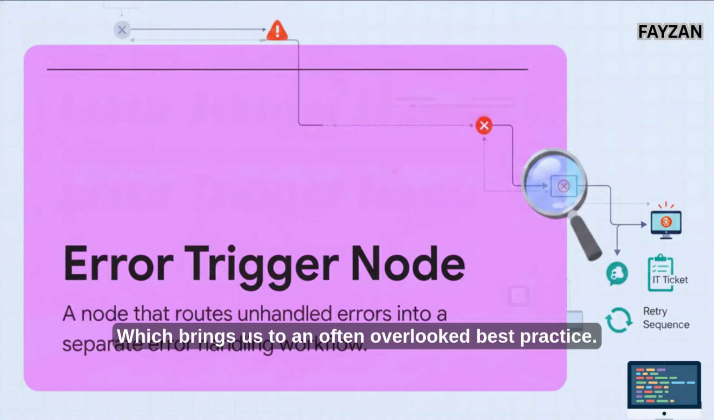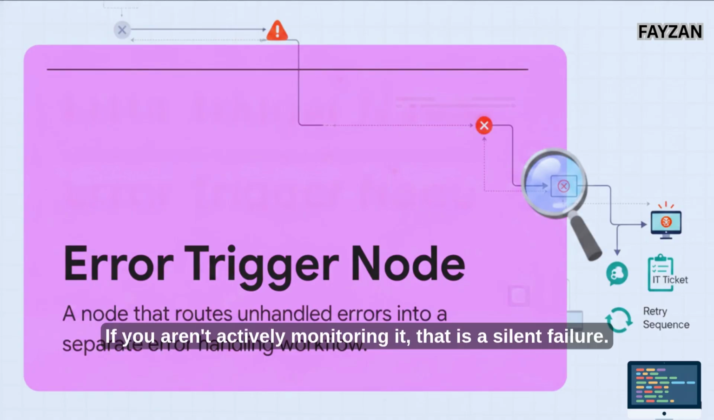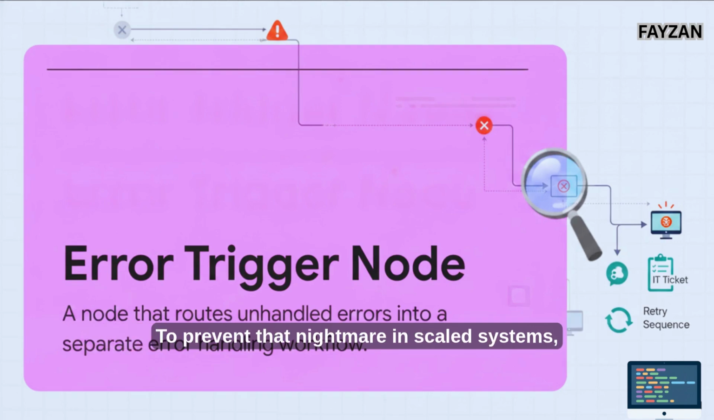Which brings us to an often overlooked best practice. Look, if a node fails, n8n's default behavior is to stop the execution and mark it as an error. If you aren't actively monitoring it, that is a silent failure. To prevent that nightmare in scaled systems, n8n provides the error trigger node.